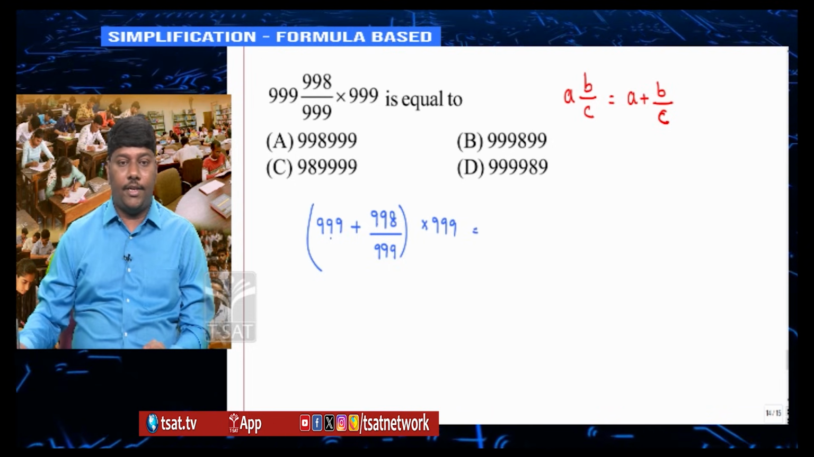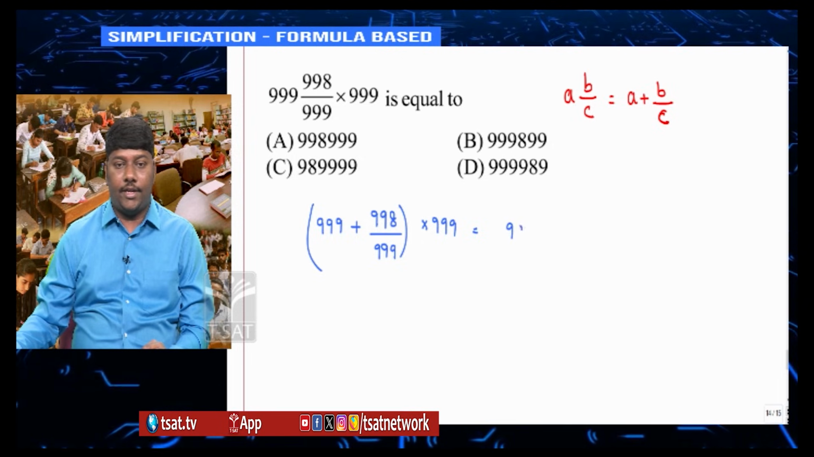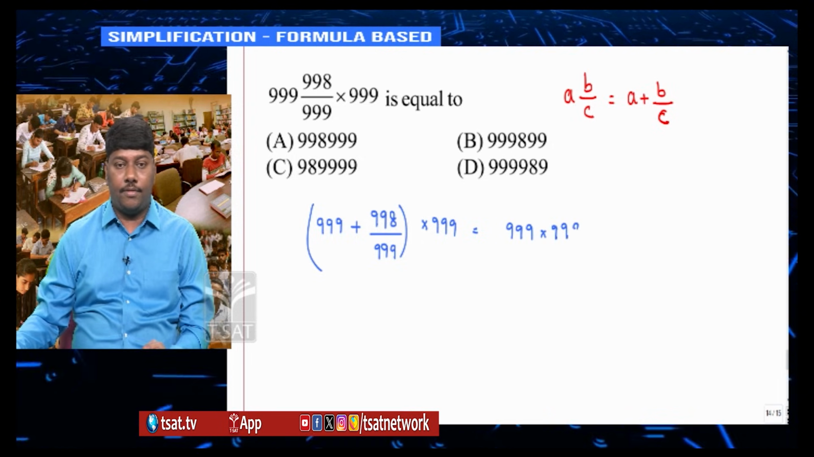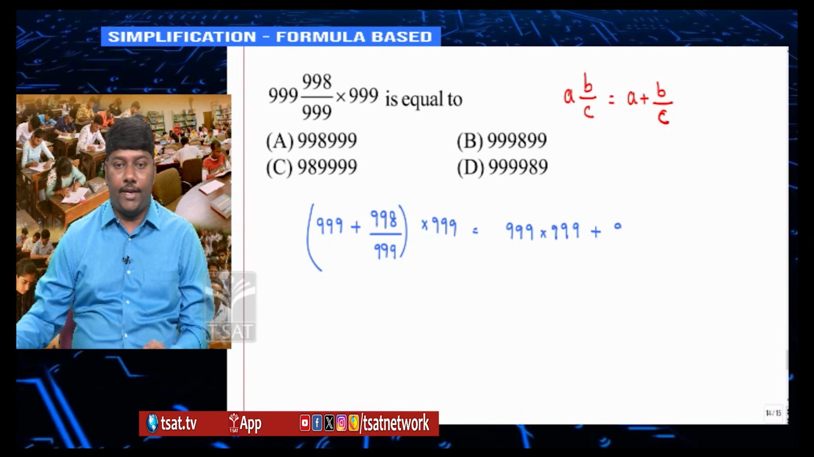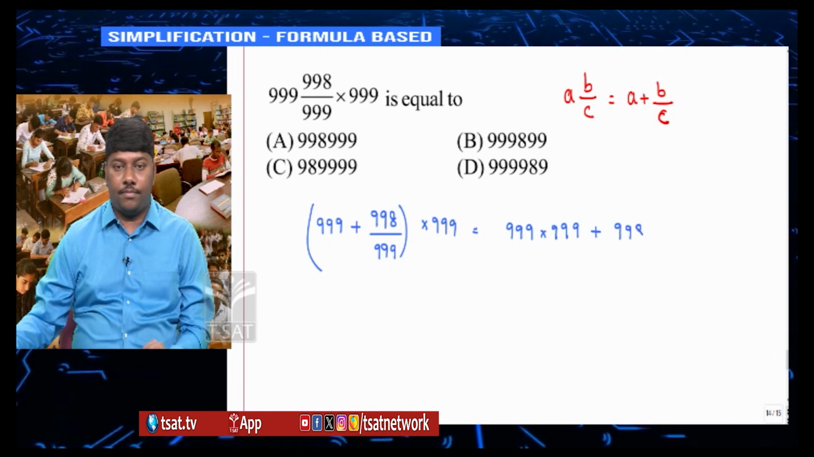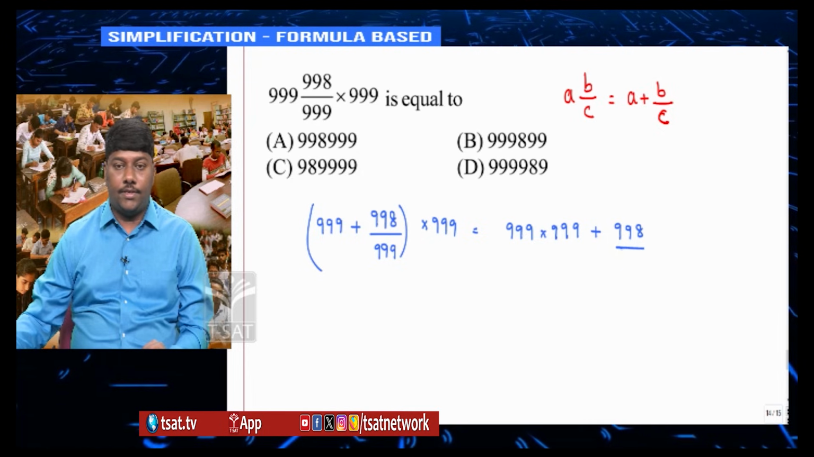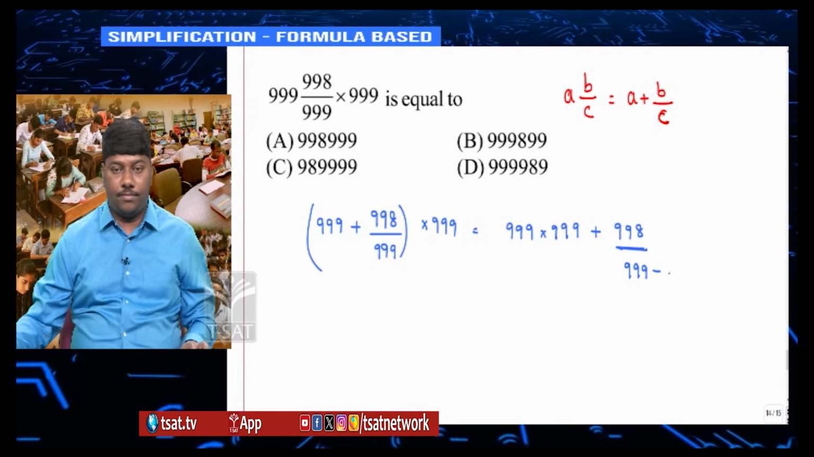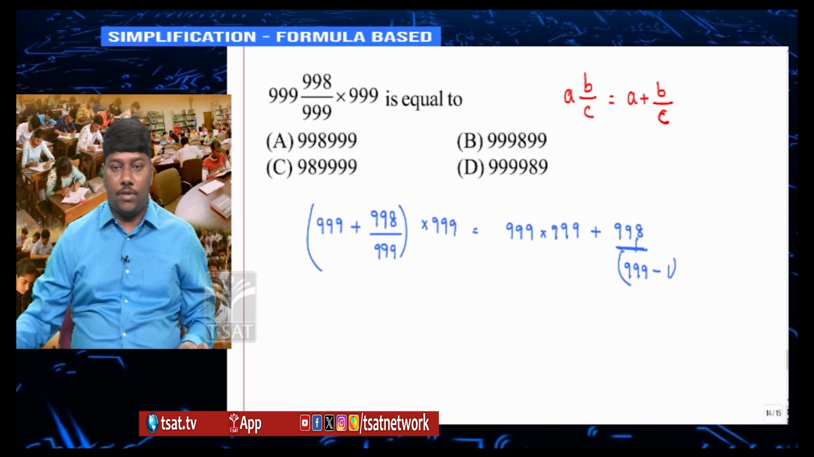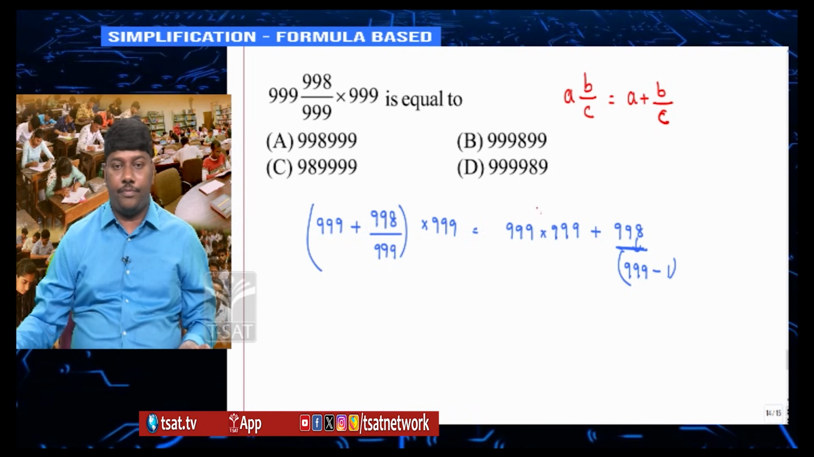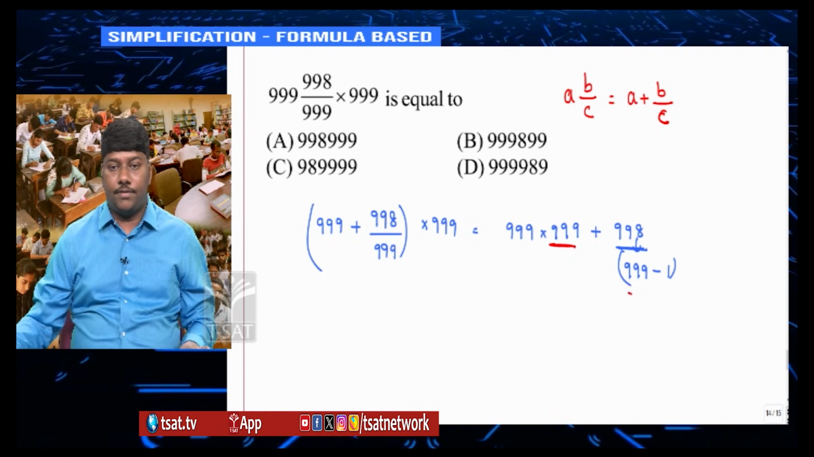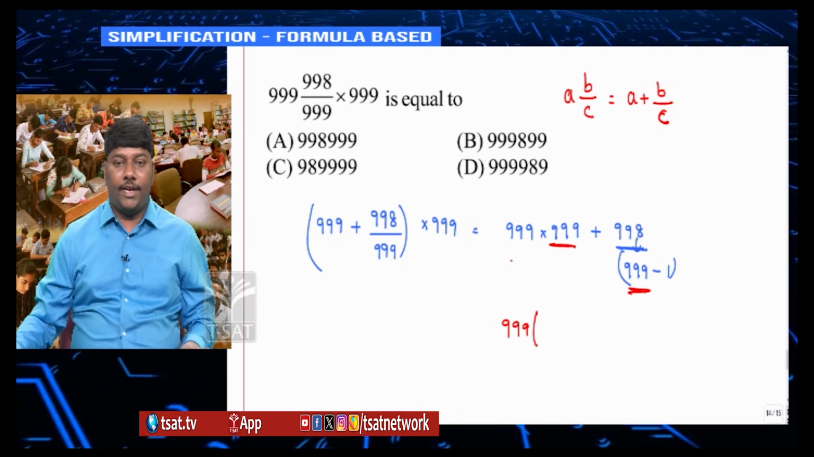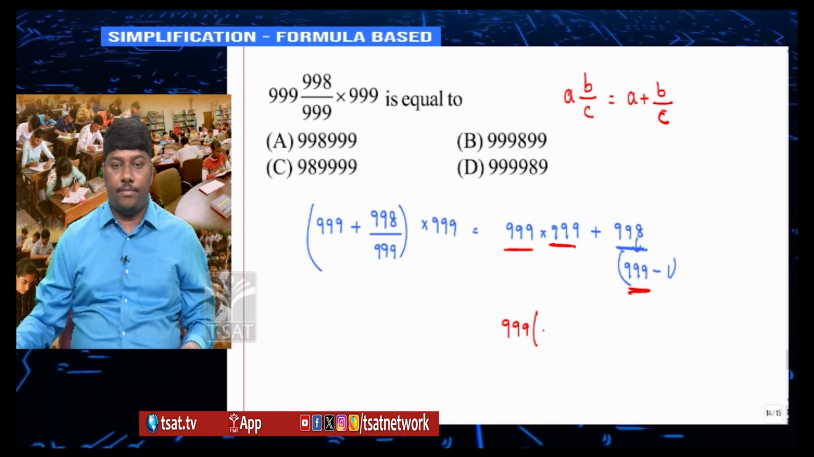So 999 into 999, 999 whole square. It will be 999 into 999 plus 998. Can write it as 999 minus 1, this particular one. Common 999 from this and this. If I take 999 common, you are going to get 999 plus 1, that's 1000.